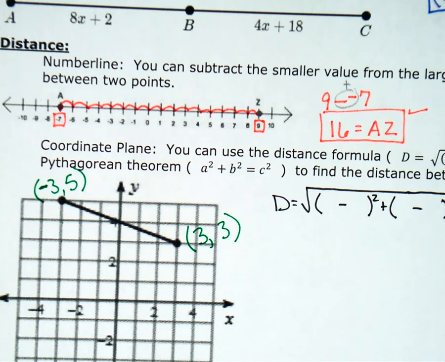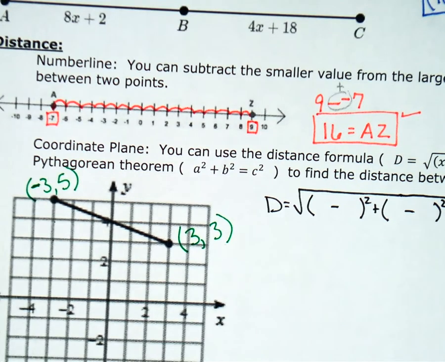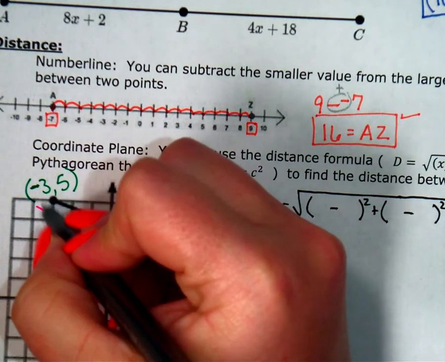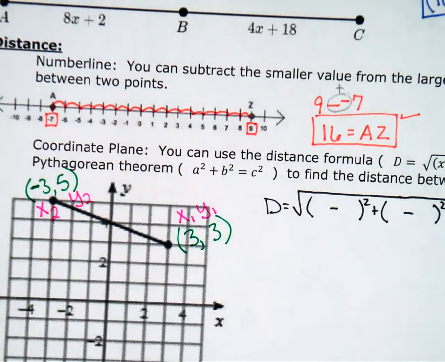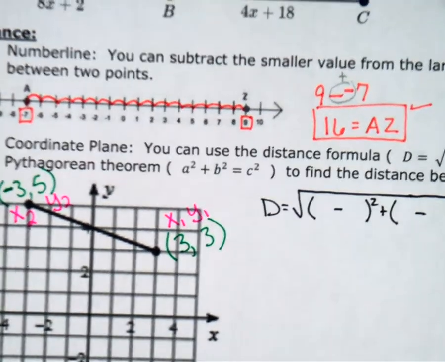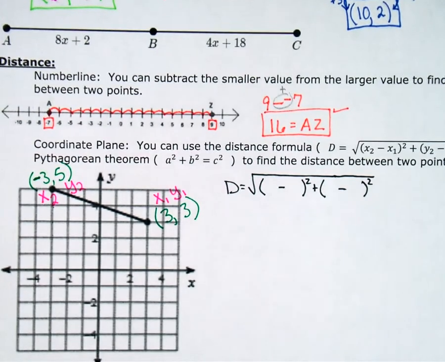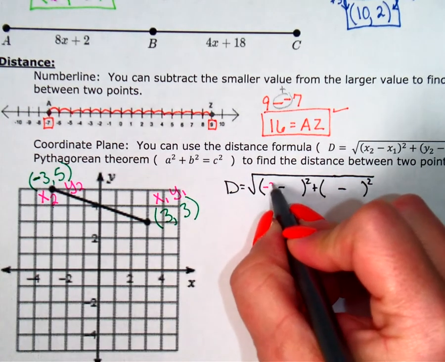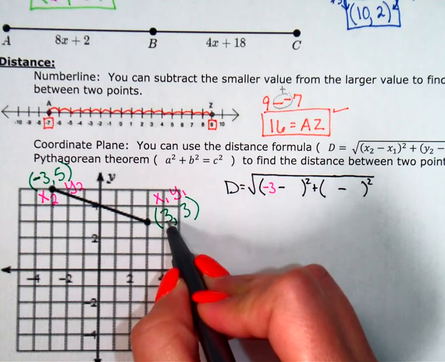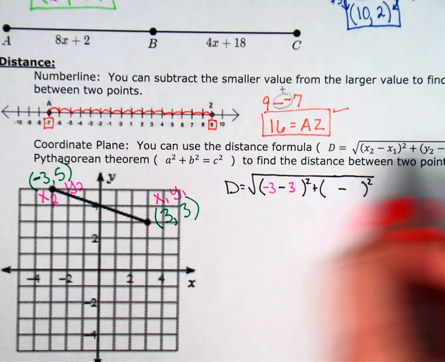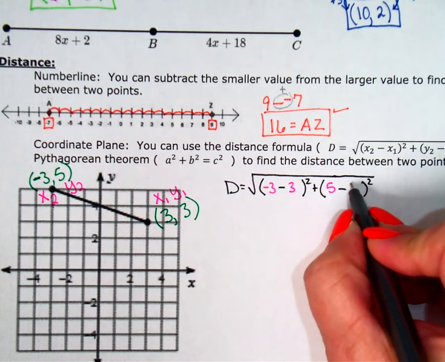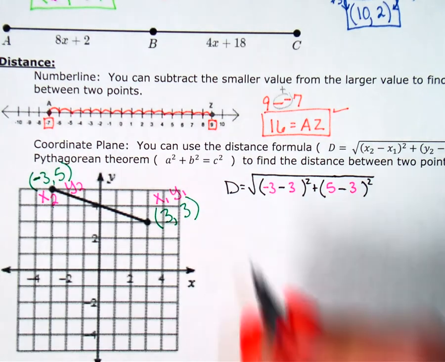Okay, so we want to make sure we know what point we're using for what. So if I look at this point right here and I call this my first point, it's going to be my x1, y1, which means this will be my x2, y2. Okay, so when I plug into my formula, let me make sure I can see my graph and my formula at the same time. When I plug in, x2 is -3, x1 is 3, y2 is 5, y1 is 3.